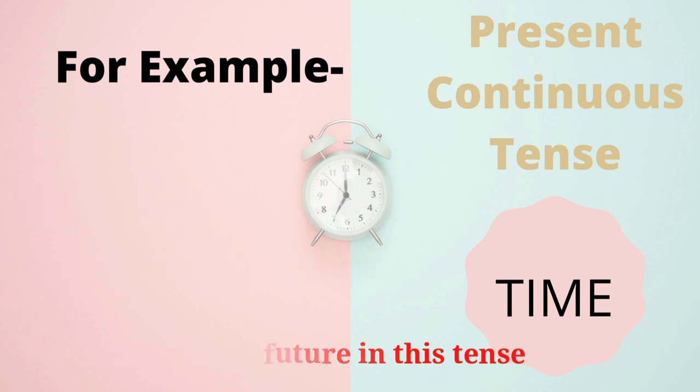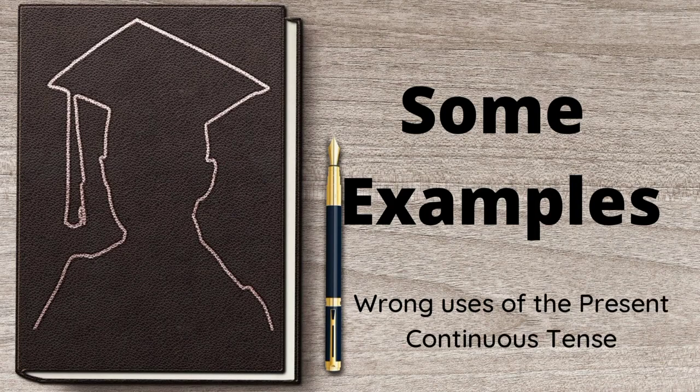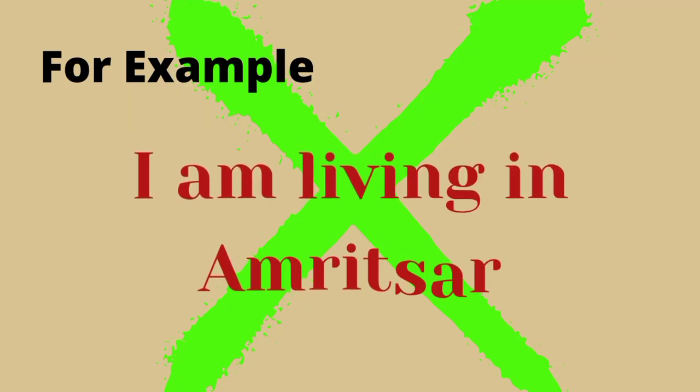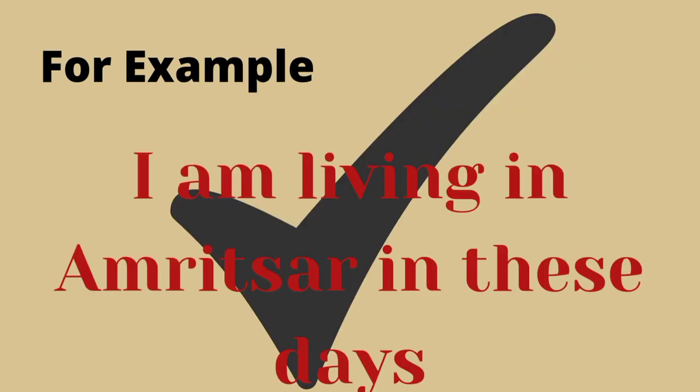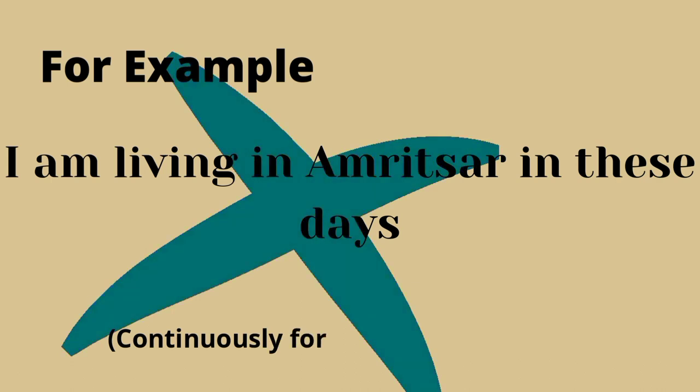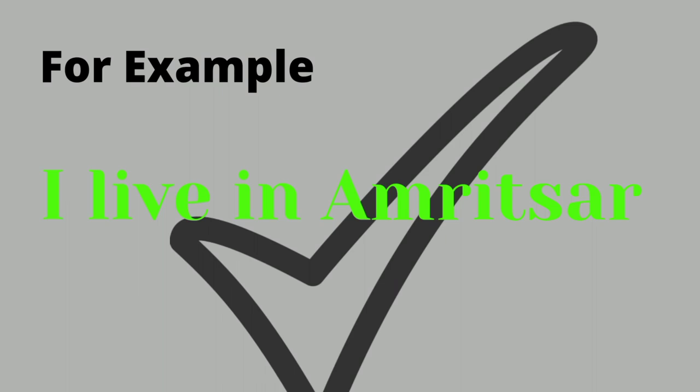Then, I'm going to give you some examples of wrong uses of this tense where people often make mistakes. For example, I am living in Amritsar. I'm living in Amritsar is wrong. If I'm saying that I'm living in Amritsar these days, it may be right. But if you mean it is a permanent residence, in that case it will be wrong. In that case I have to say that I live in Amritsar. I live at Amritsar in Punjab.